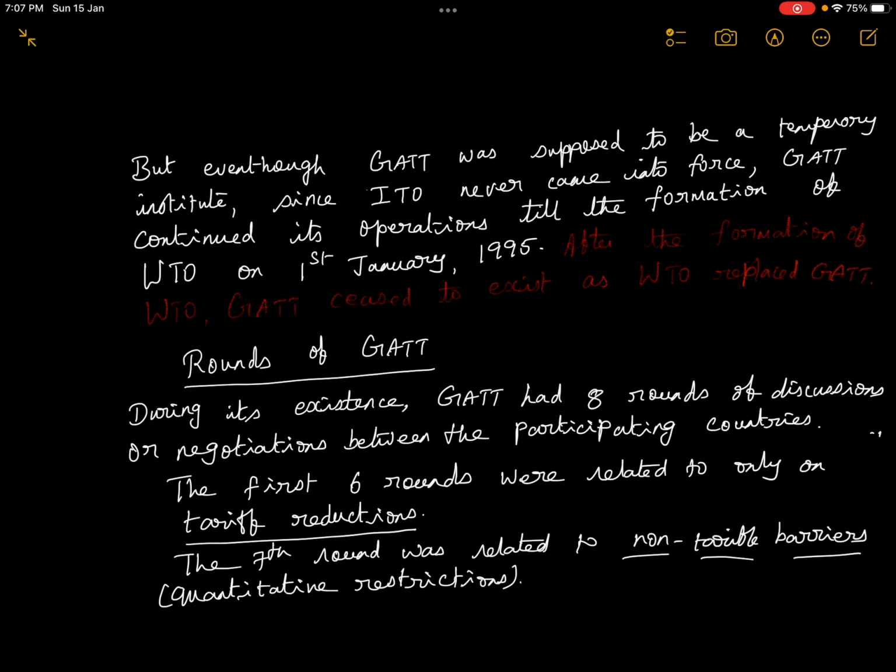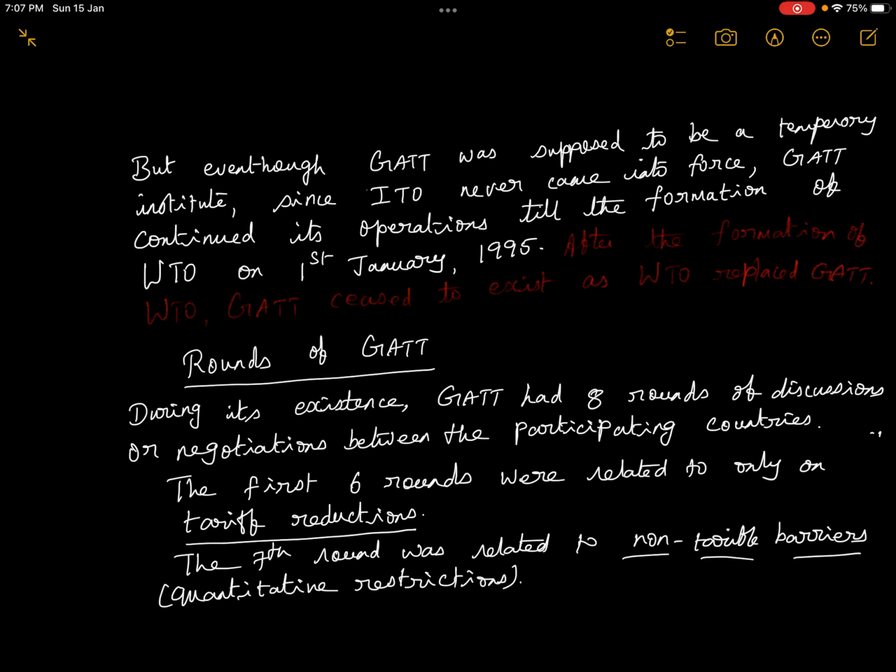Okay. Now, even though GATT was supposed to be a temporary institute, ITO never happened. ITO never came into force because differences of opinion could not be solved between the member countries on certain issues. So GATT continued its operations. More or less it became permanent. Of course, it never became a permanent institute.